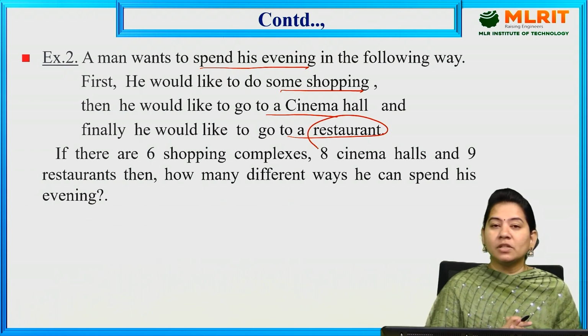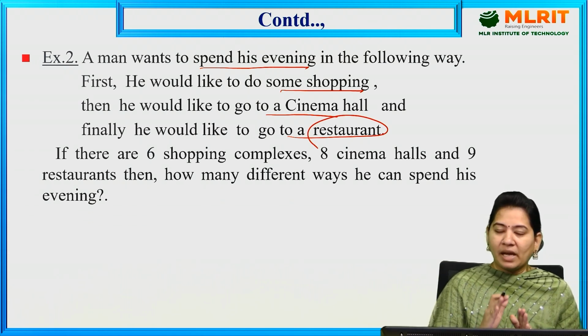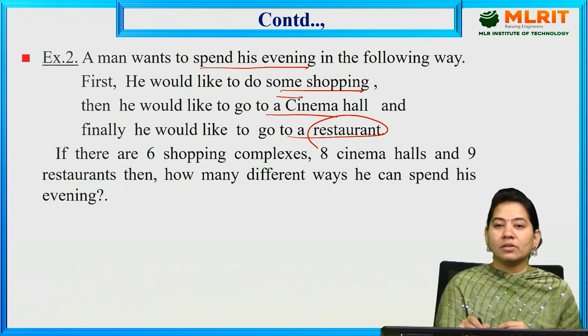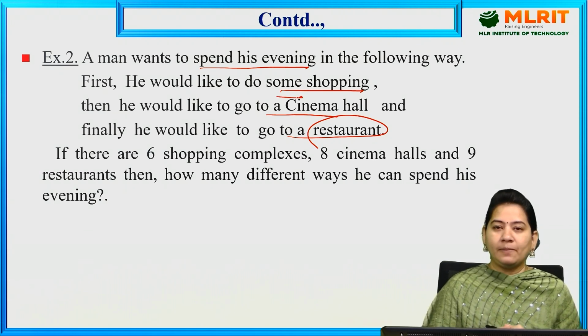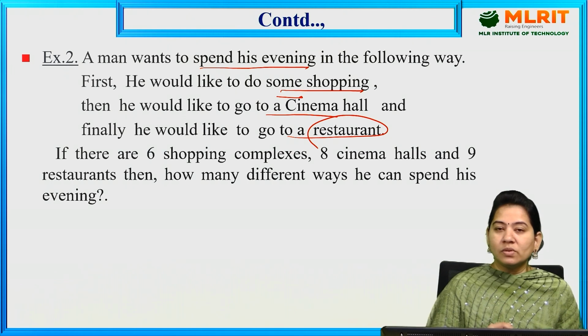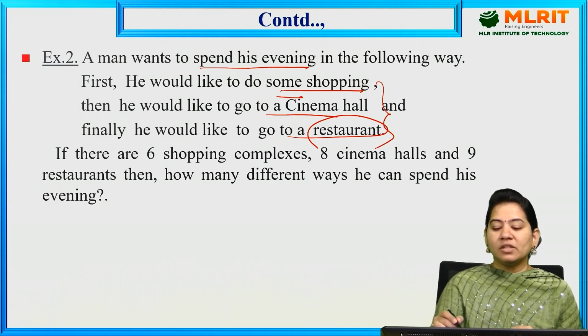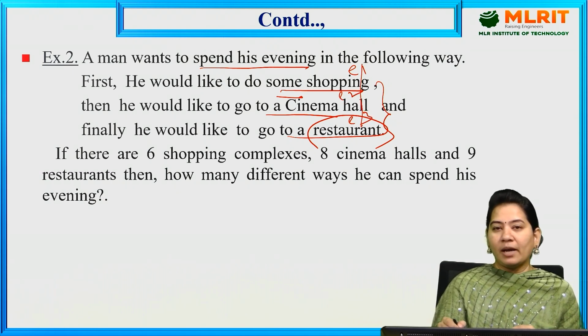If you observe the meaning of the question, a particular person wants to spend his evening by going to the cinema hall, restaurant and also shopping. That is nothing but he wants to visit all the three, one by one. Whereas in the previous session's sum rule question, he wanted to spend his evening either shopping or restaurant or cinema hall. But here he wants to do all the three one by one. So all of them are going to happen. This is one event, this is another event, this is another event. All the three events are going to happen here.